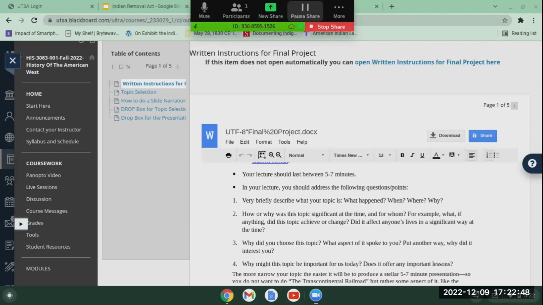I chose this topic because up to now I don't think there's anything that the federal government can do to make up for what they did to the American Indians.